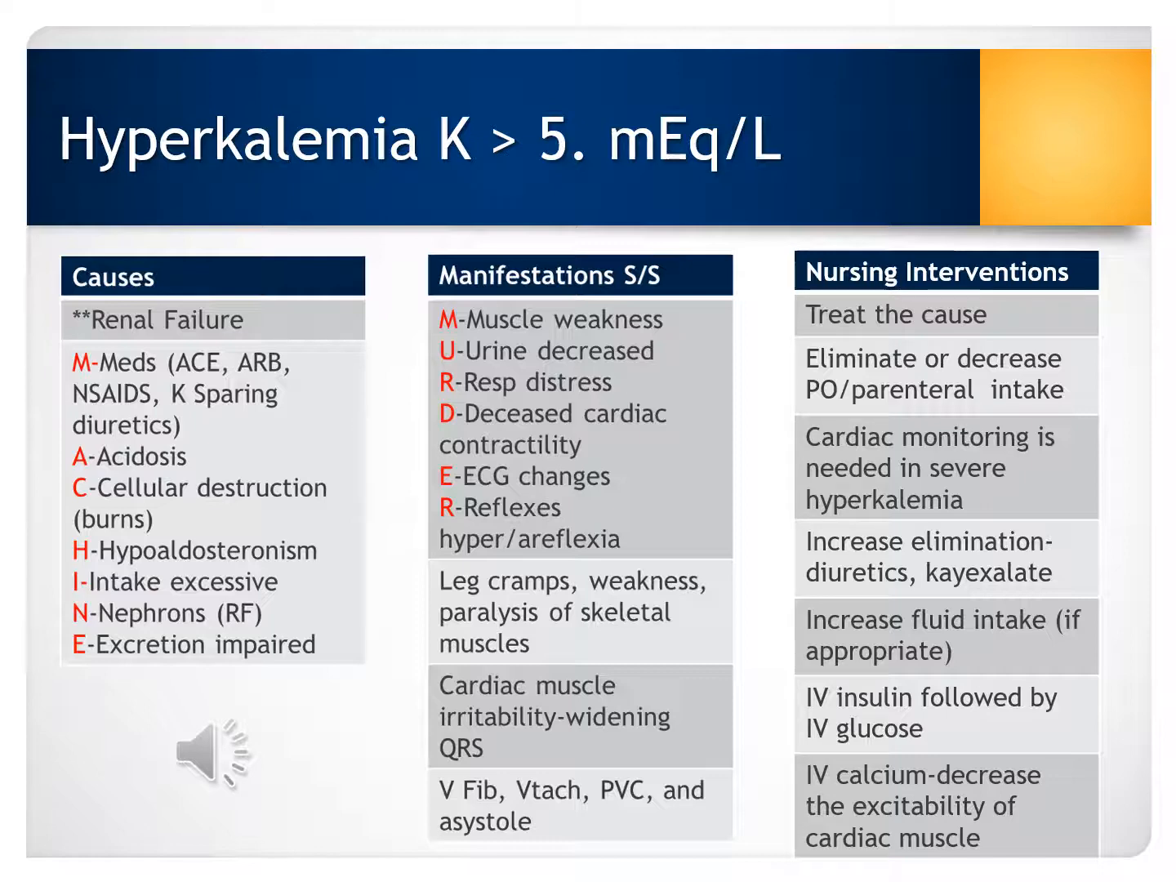We can also give IV calcium gluconate, and typically this is given just to decrease the excitability of the cardiac muscle. This will do nothing to decrease the potassium level. It's just going to decrease the negative effects that high potassium can potentially have on the heart. So our priority would be to give IV insulin followed by glucose, then give an administration of IV calcium.